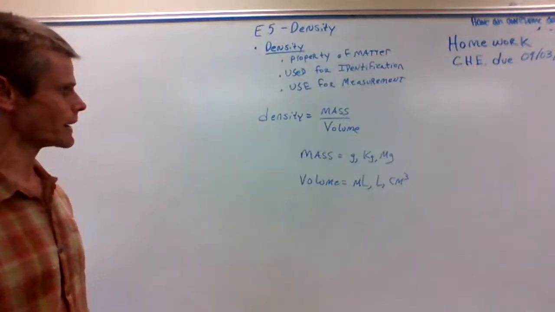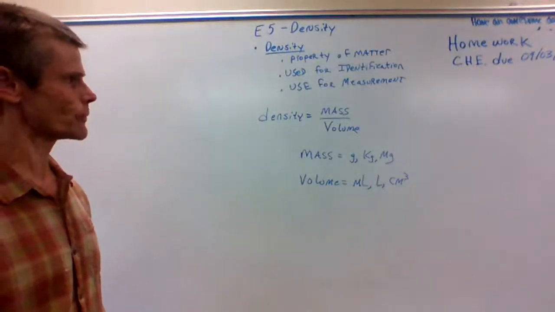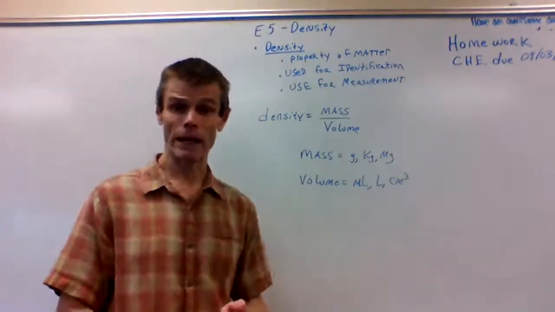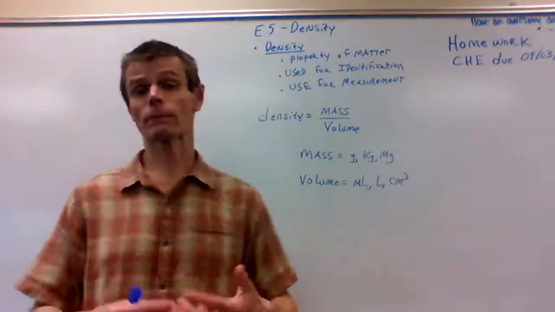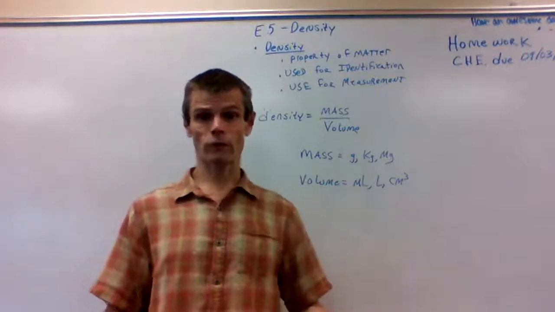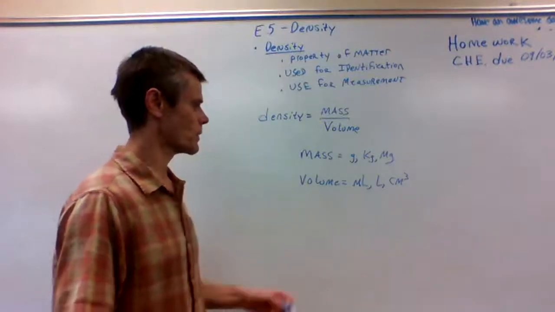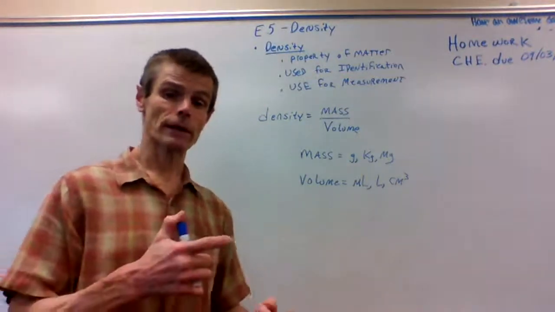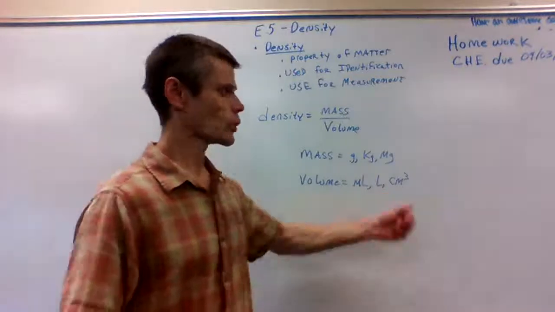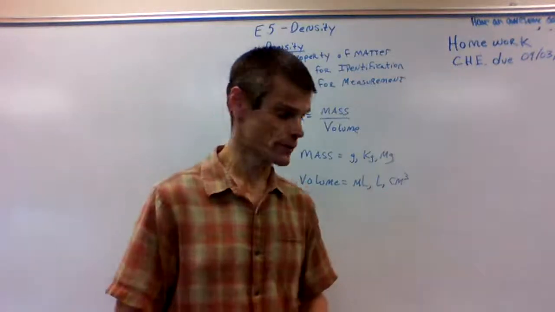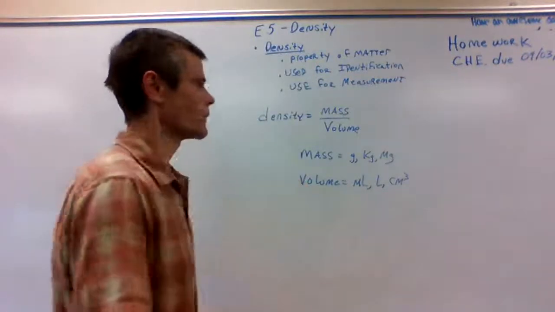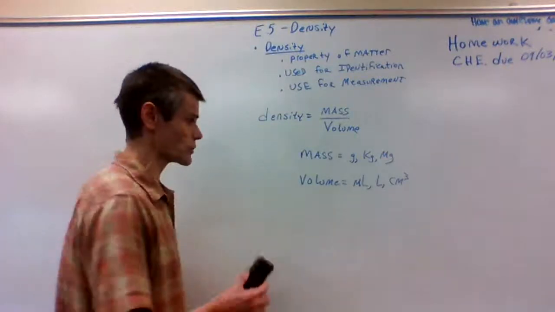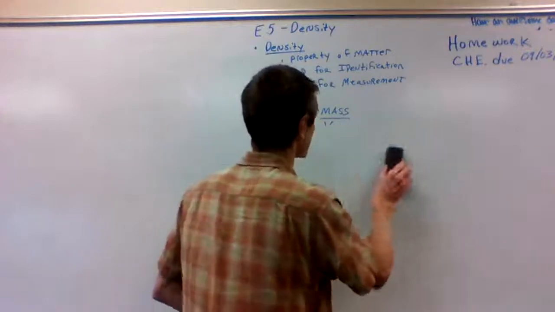Density is defined as mass over volume. The units of mass are typically going to be grams, kilograms, milligrams, any type of mass unit. Volume is typically listed in milliliters for liquids, liters for gases, cubic centimeters for solids. Let's go over how we can actually calculate the density if we're given information about a sample of matter.